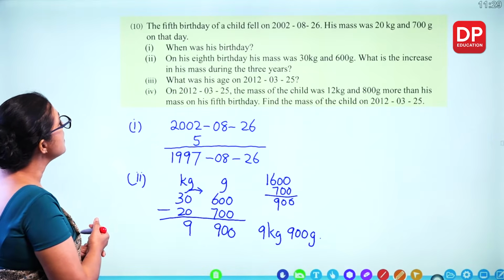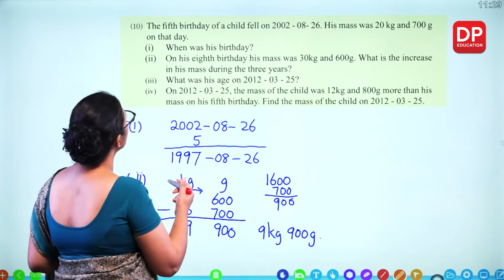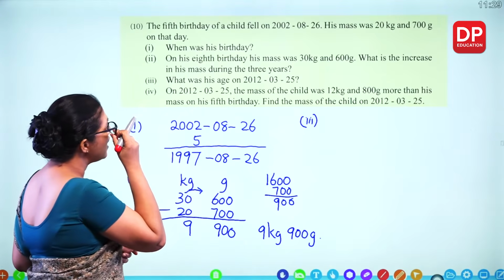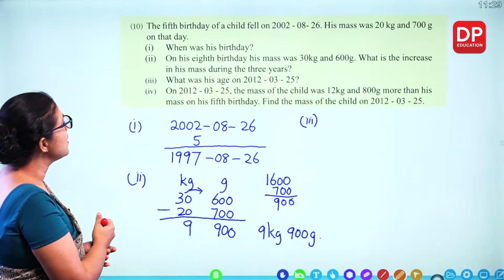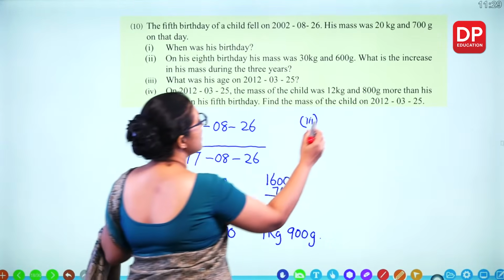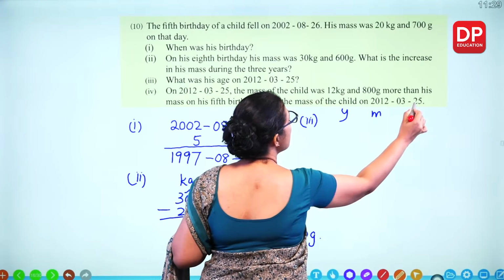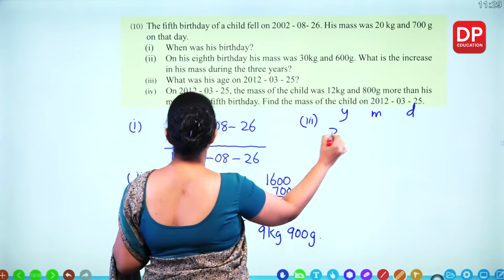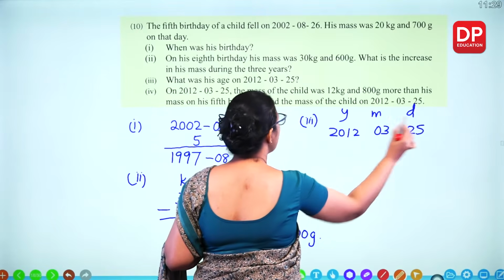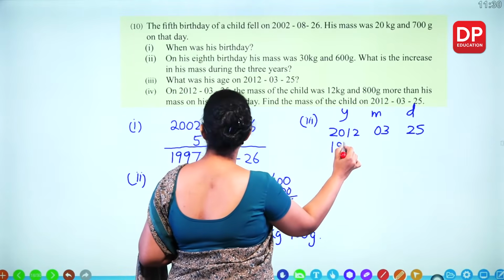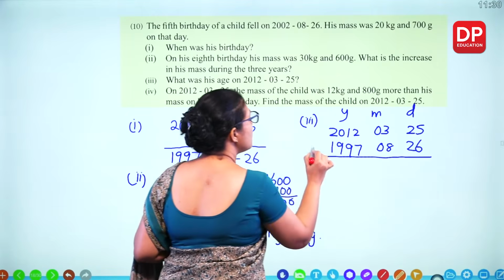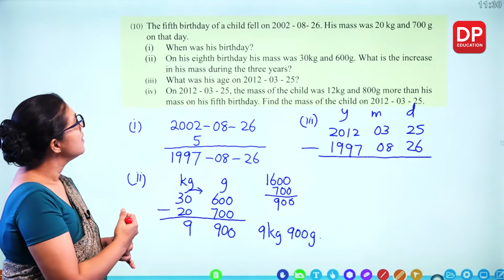Third part, what was his age on 2012, 3/25? Now we'll check with the birthday. So you take year, month, day. So here 2012, 3/25. And birthday 1997, 8/26. Now we'll subtract and find out his age.